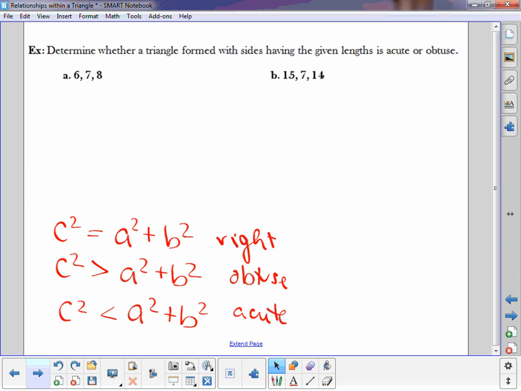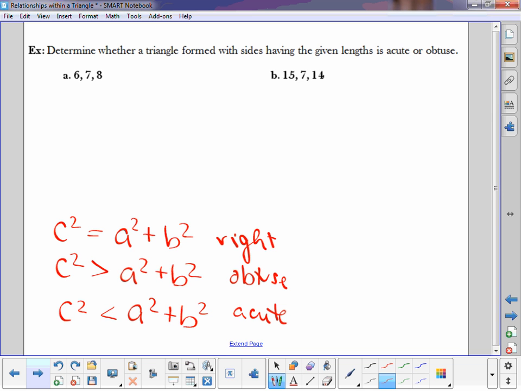Some people like to memorize it this way. That's perfectly fine because then it's greater than is how you would read the inequality as well. So you don't have to worry about whether the big mouth is toward it or away from it. But the key thing: if your c squared is bigger, obtuse; if c squared is smaller, acute. Questions with that? Okay. So let's go ahead and knock these two out real quick.